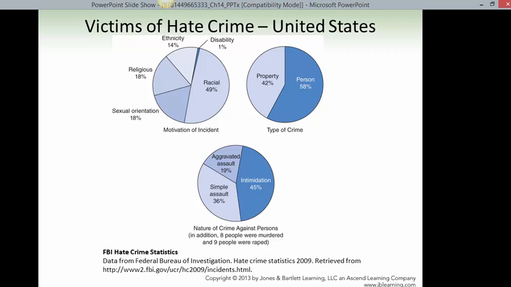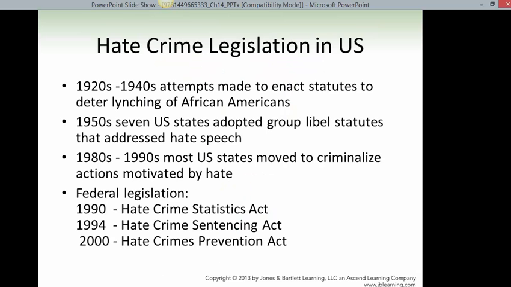FBI hate crime statistics. The information on this chart is taken from the Federal Bureau of Investigation Hate Crime Statistics in 2009. Pie chart shows type of crime, motivation of incident, and nature of crime against persons.